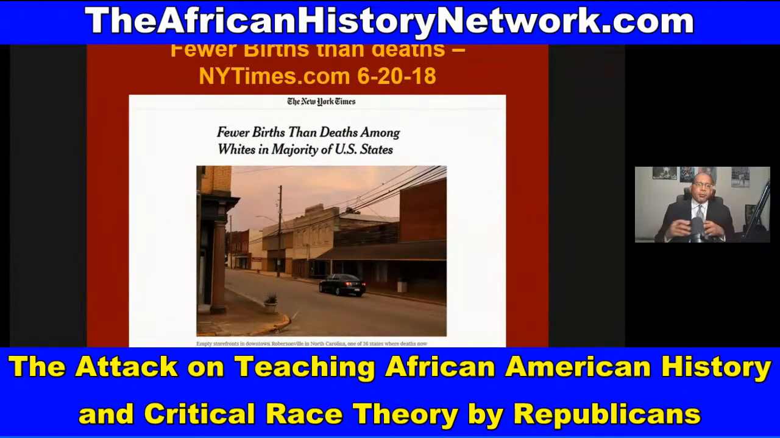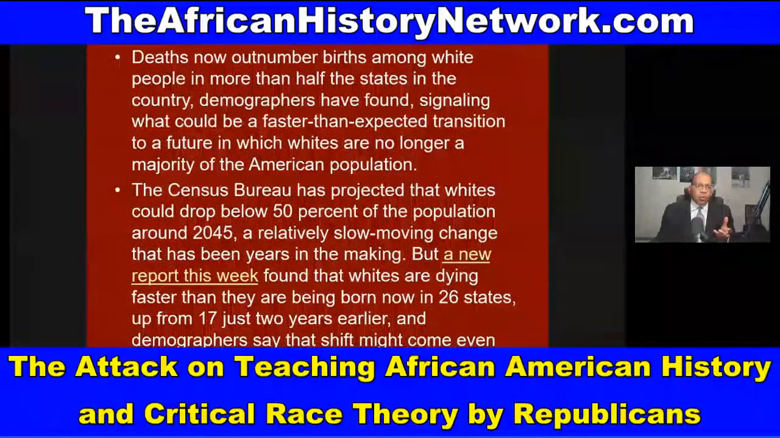So if we look at this article here from June 20th, 2018 from the New York Times, fewer births than deaths among whites in majority of U.S. states, okay? And in this article from the New York Times, it talks about how deaths now outnumber births among white people in more than half the states in the country. Demographers have found, signaling what could be a faster than expected transition to a future in which whites are no longer a majority of the American population.